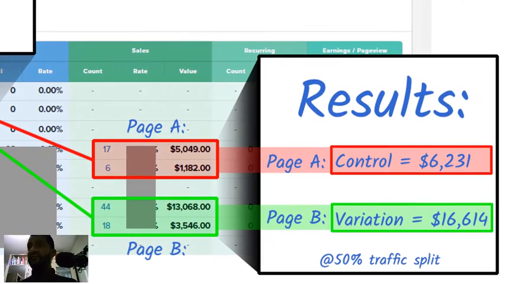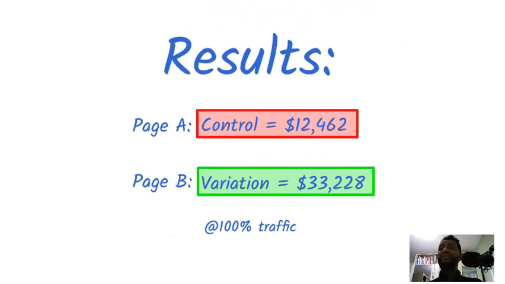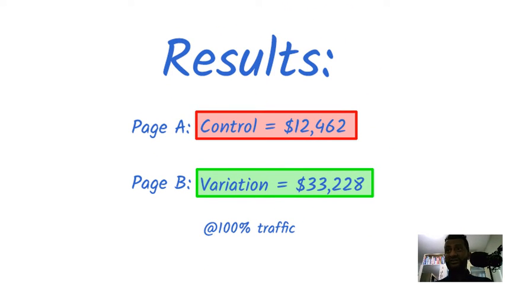So the total sales for page A, which was our control page, remember, was $6,231. And page B, the variation, made a total of $16,614. But remember, that was when the traffic was split 50-50. Remember I told you, once you get a result, you switch 100% of the traffic to the winning page.